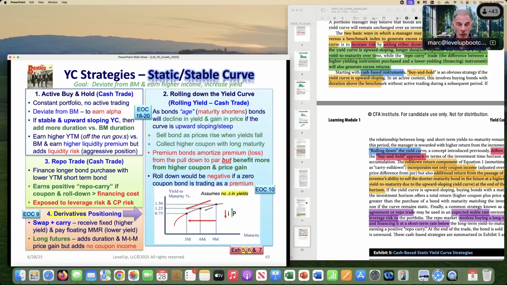Now, we've talked about the roll down. As long as the yield curve is upward sloping, I get a positive roll down. If the yield curve is inverted, I get a negative roll. So if the yield curve is static and upward sloping, I go a little bit longer in maturity, and therefore I get a higher yield. As the bond ages and moves toward its maturity, it shortens in maturity and the yields are dropping because it's an upward sloping curve. I get a positive price appreciation.